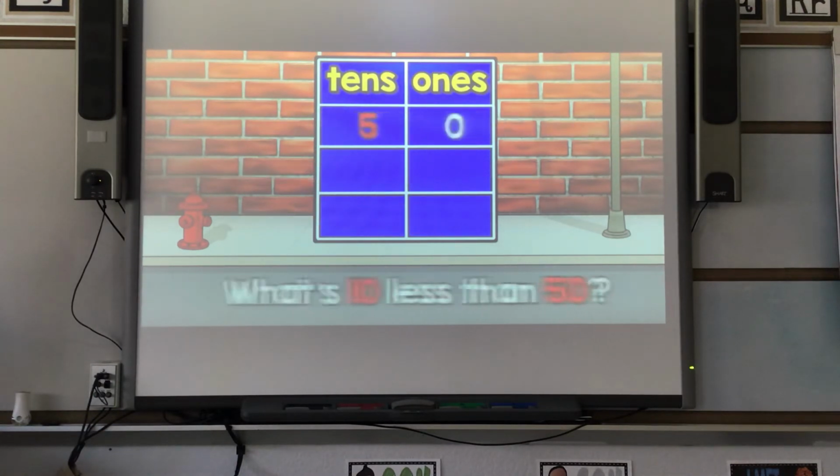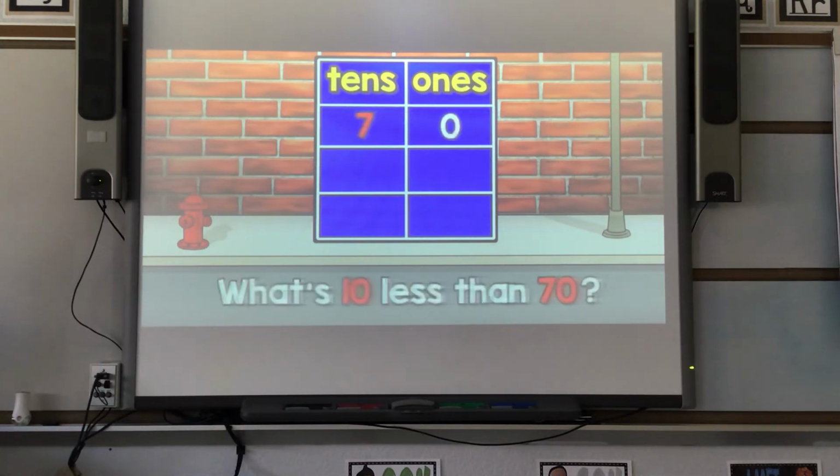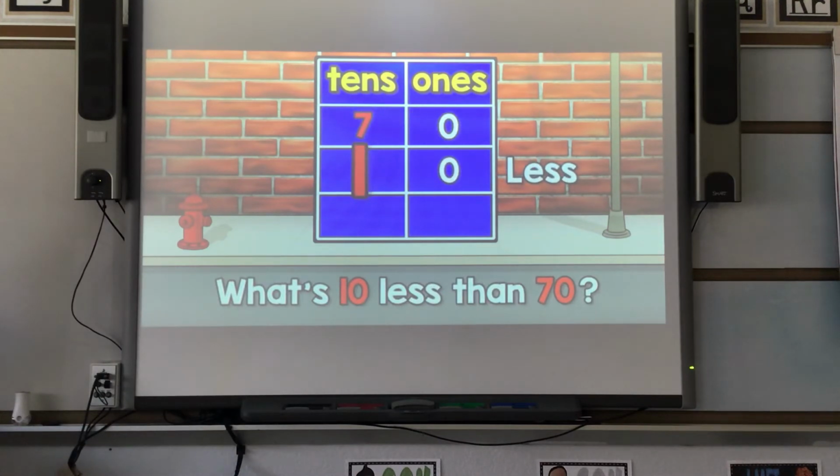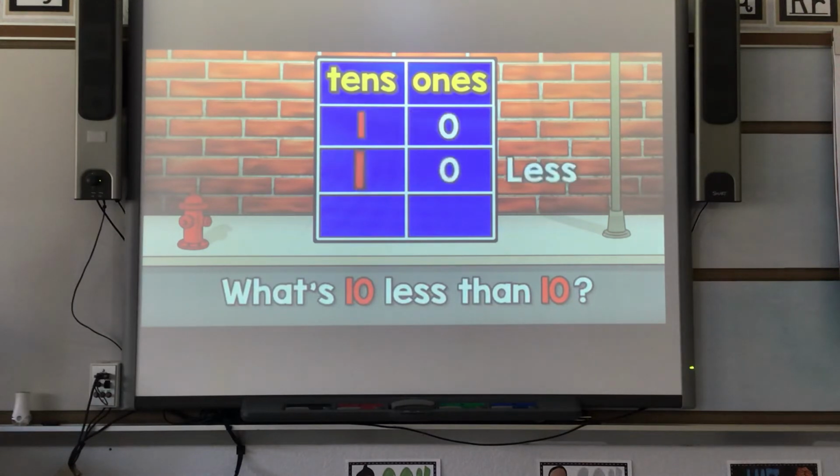Okay. What's 10 less than 50? Subtract a 1 from the tens place. 10 less than 50 is 40. Okay. What's 10 less than 70? Subtract a 1 from the tens place. 10 less than 70 is 60. Okay. What's 10 less than 10? Subtract a 1 from the tens place. 10 less than 10 is 0.